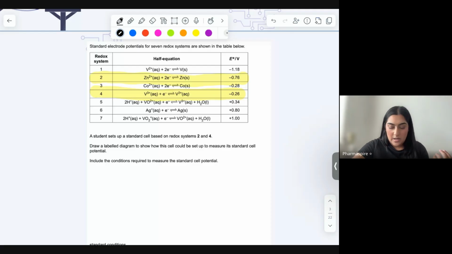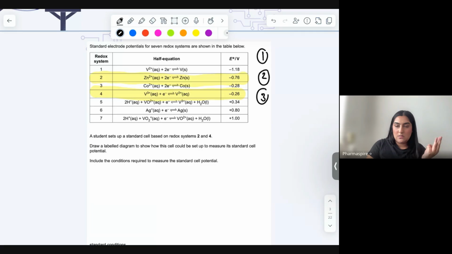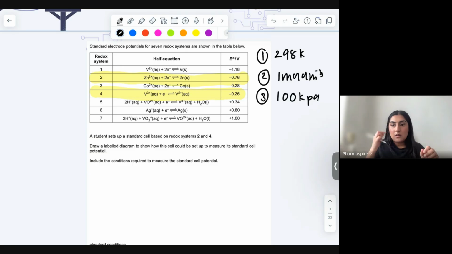In terms of standard conditions as well, you should be okay with that. Put in the chat, what are the standard conditions for electrode potentials? What are the 3 conditions you need to know? Cool. So we've got 298 Kelvin or 25 degrees Celsius, 1 mole per dm3, and then you've got 100 kPa. Fantastic. That's a given.